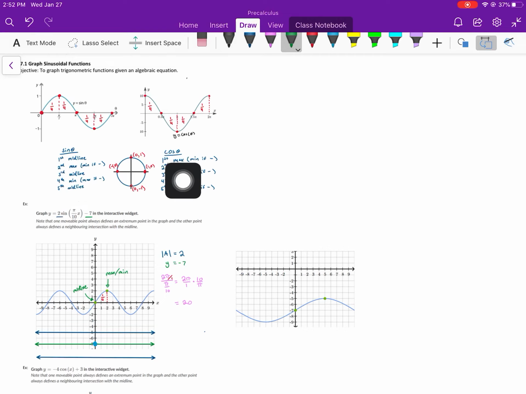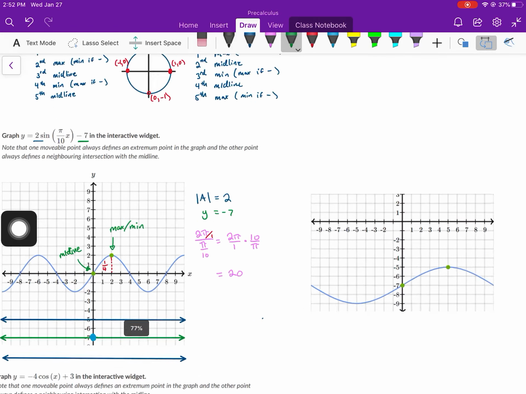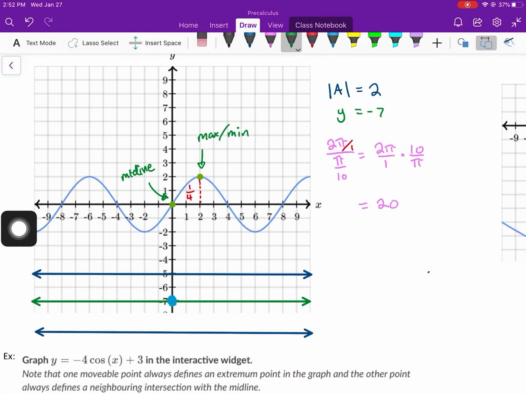On cosine, we have to switch that around. We start on the max, and then we do the midline point. So we're really just focused on that first quarter, and then Desmos will do the rest for us. Same thing here. Starting with this, we have to figure out our period is 20. So I'm going to do a quarter of the period.